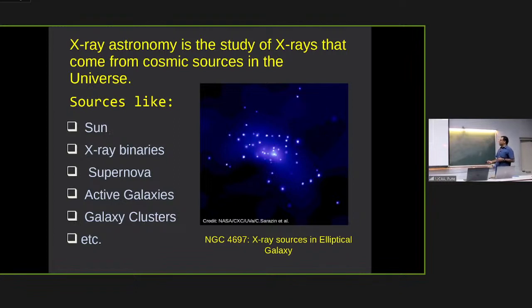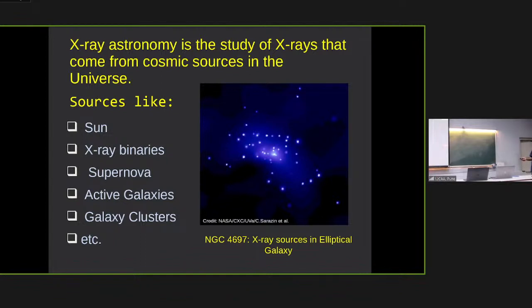Supernovae and supernova remnants, active galaxies, galaxy clusters, which I was mentioning earlier. These are all X-ray sources, and the study of these sources is part of X-ray astronomy. Here is one example, the X-ray image of the galaxy NGC 4697. This is an elliptical galaxy, and the morphology of X-ray emission is very different from what you see in visible light. Because in visible light, it's elliptical, that is why it's classified as such.